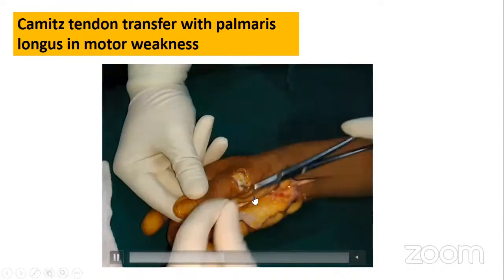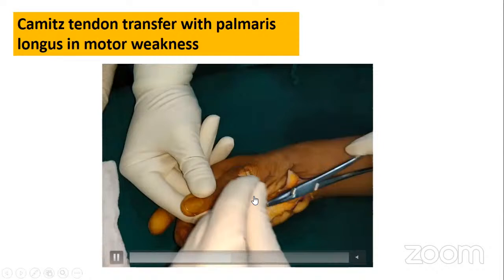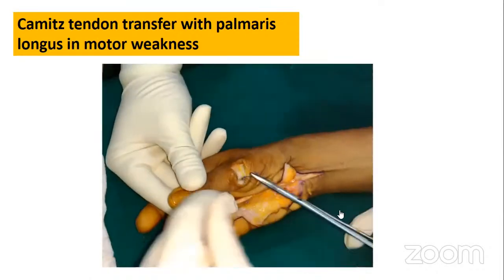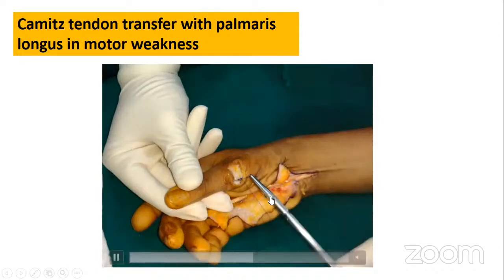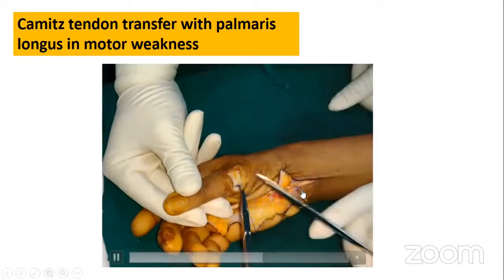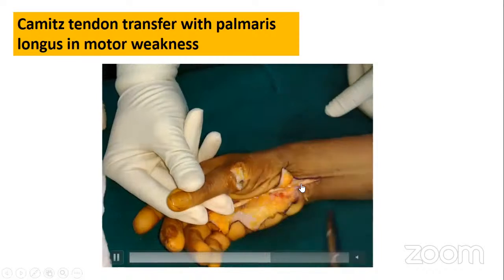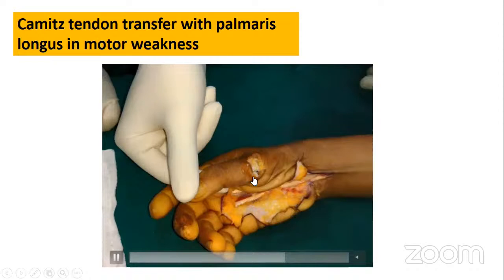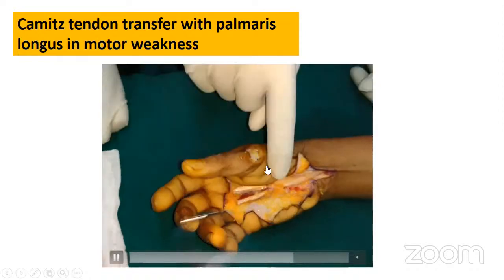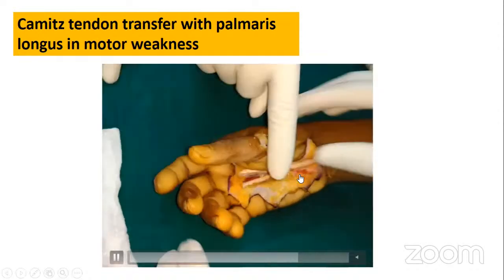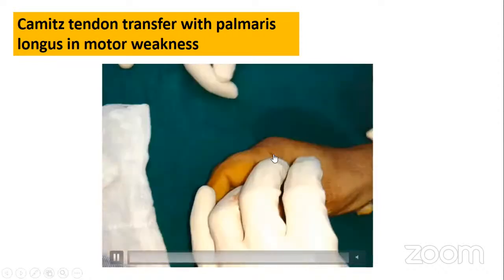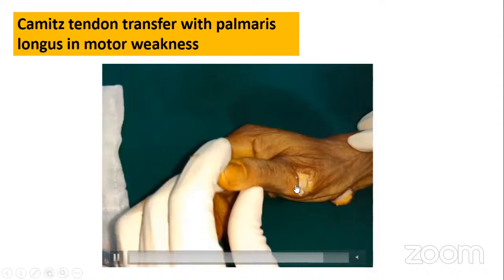At the end of your surgery, the thumb should stand in a good position. That's very, very important, so the tension needs to be adjusted nicely. So this is the Camitz procedure, where the palmar aponeurosis from the palmaris longus is transferred to the abductor pollicis brevis, primarily after carpal tunnel release. The thumb needs to have good tension and it needs to stand in a position like this.